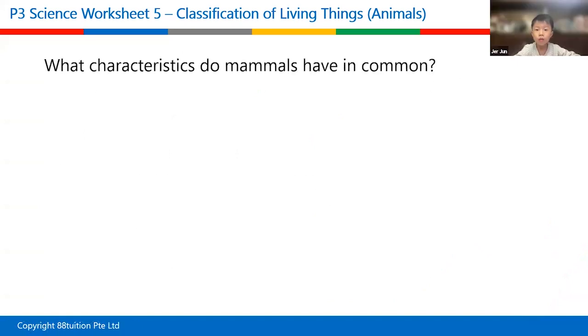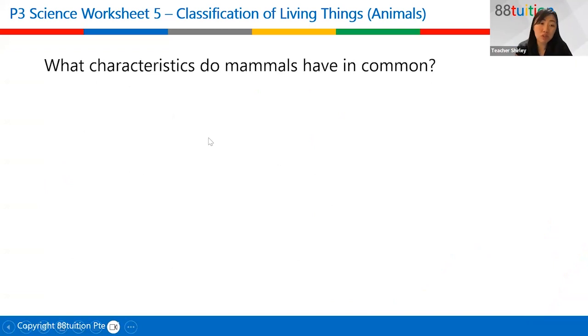What's a feeler? The feeler is the thing on top of the head. That's the feeler for insects. And then they have 3 body parts, they have 3 pairs of legs. So that's the special characteristic of insects, which makes them different from other groups of animals.